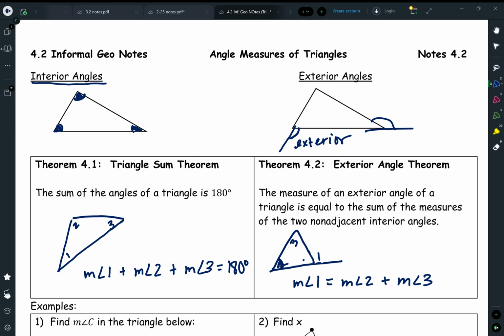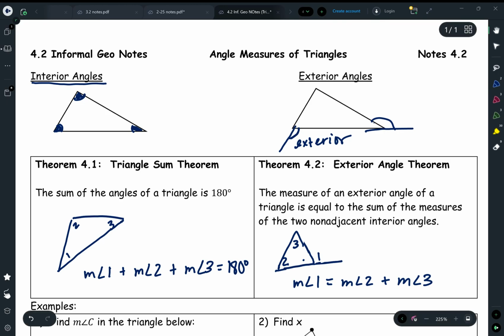So these two outside angles that are not touching it, if I add those two together, I get 1. And again, I just feel like I keep messing up my diagram and making it harder to read. So rewrite the 2, rewrite the 3.